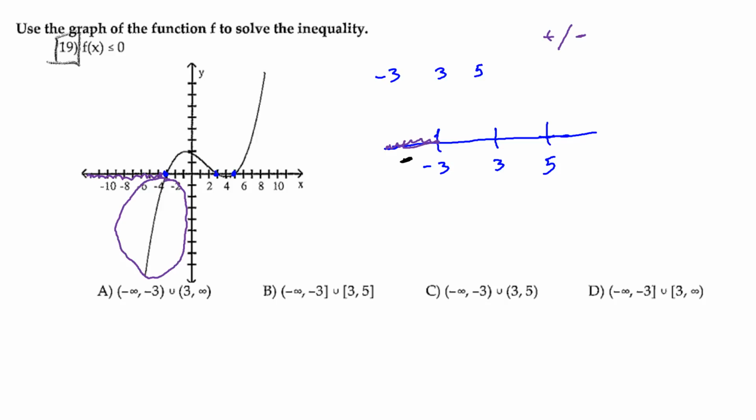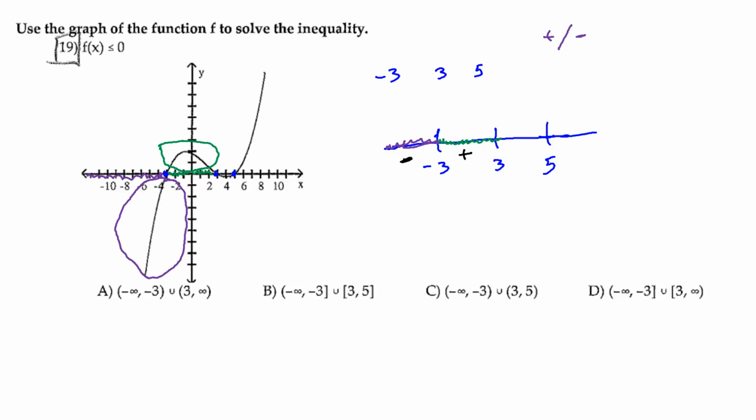So now let's test the next interval. The next interval is between -3 and 3. So between -3 and 3, what do we notice? All the function values are above the graph. In other words, they're all going to end up being positive.